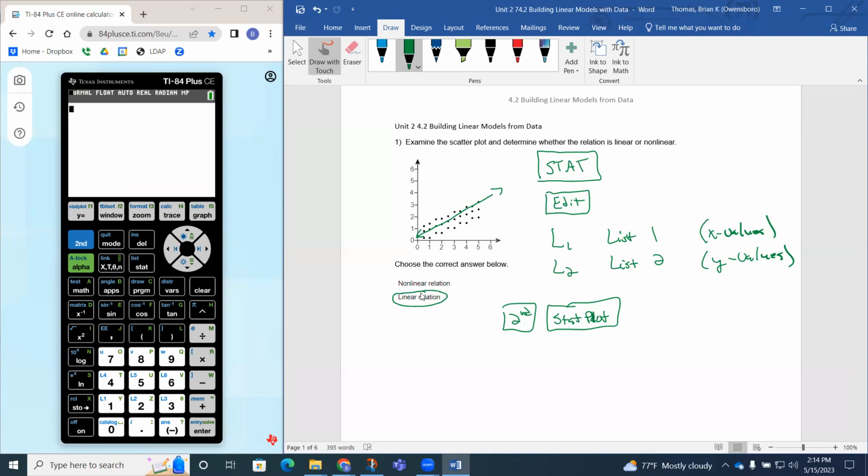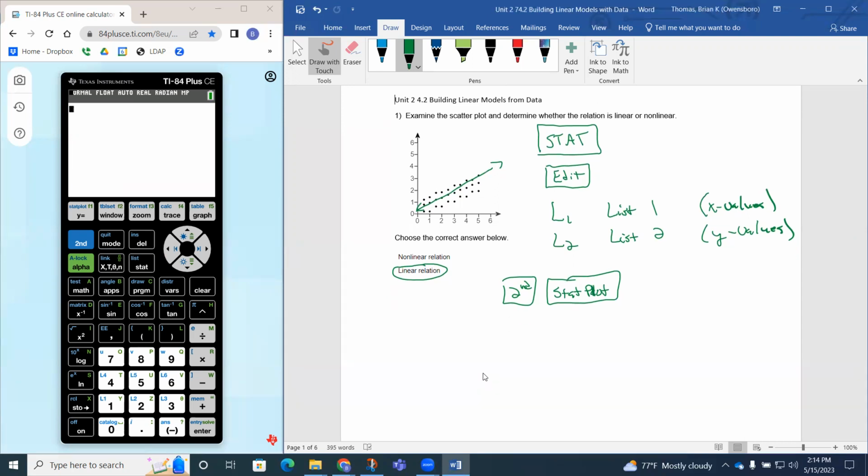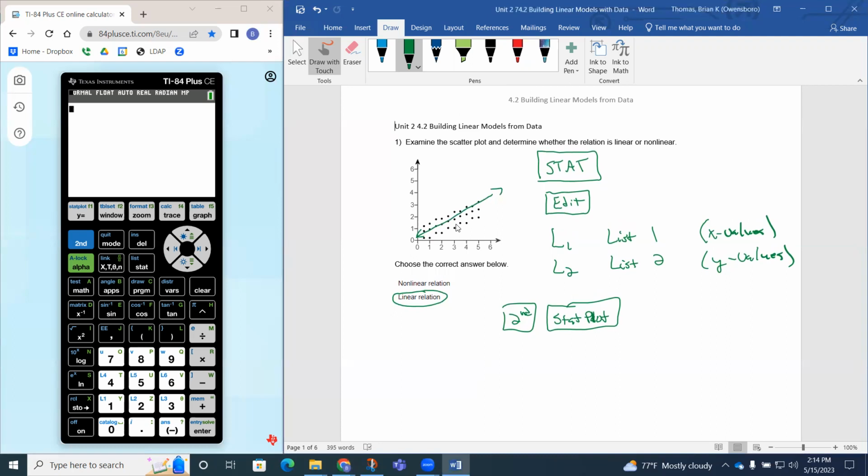So a line, or a linear function, could be used to predict outcomes based on the data. And that's what happens with scatter plots: you're trying to see a pattern, and if that pattern is linear, then you can use a linear model to make predictions about the data. So this would be considered an example of a linear relation.